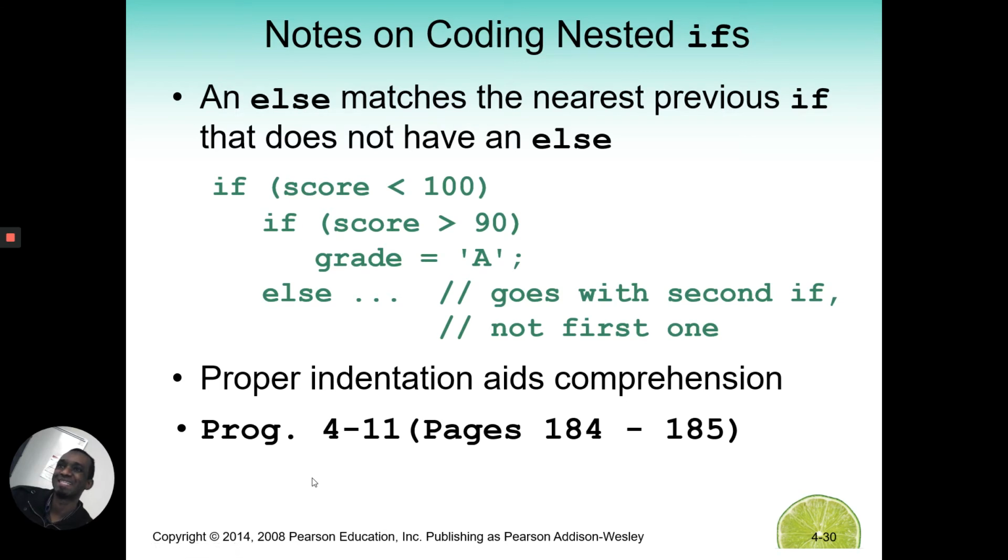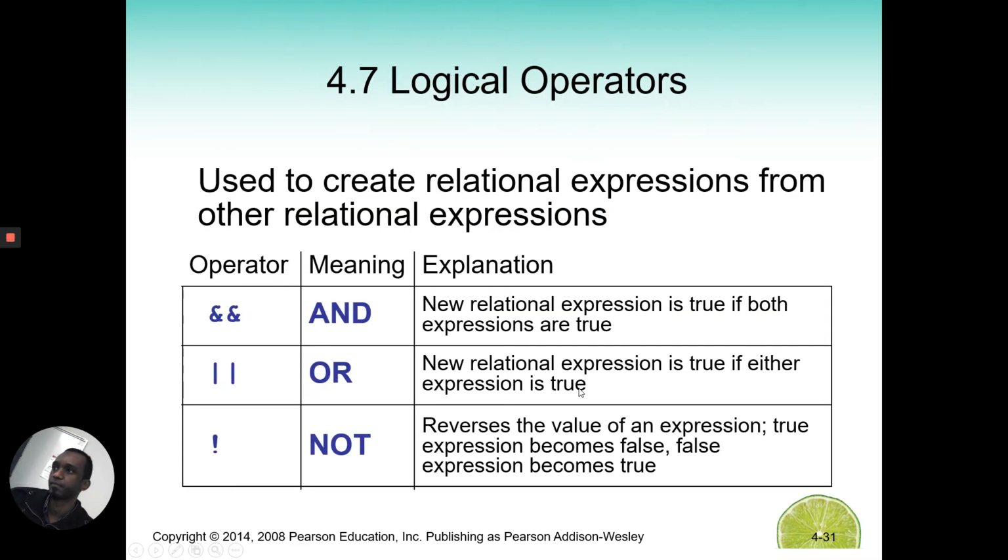An else matches the nearest previous if that does not have an else. Okay, so here you have if, this score, and then here you have this else, this else goes with this one. Okay, not the first one. That's why we had the other else outside in the previous screen. So proper indentation aids comprehension. Then we have what's called logical operators.